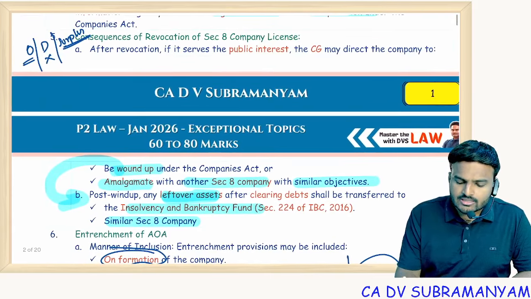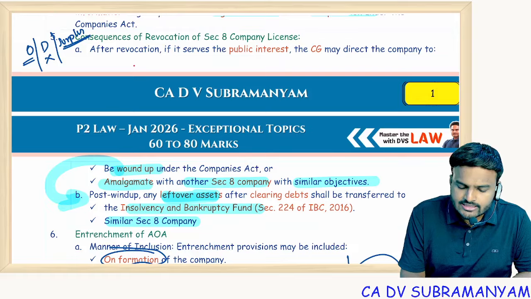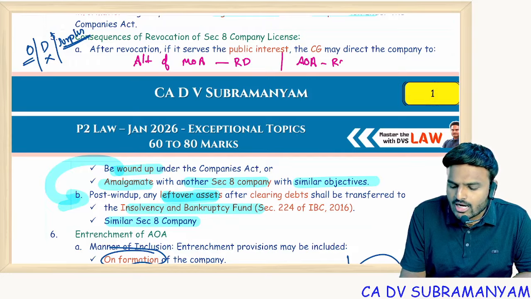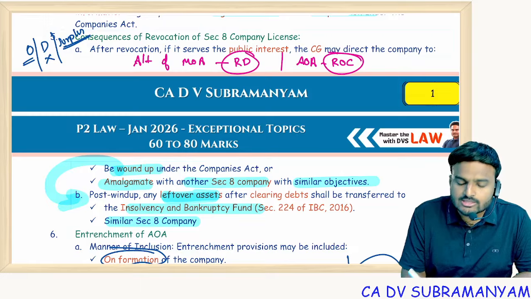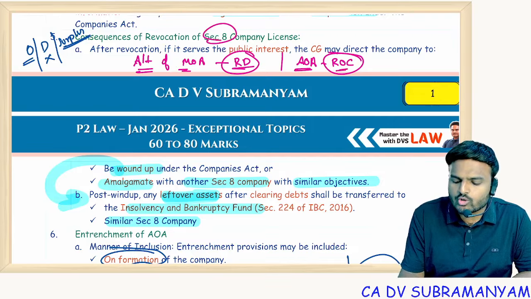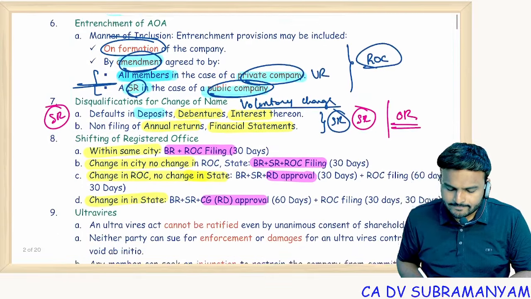And you know what? Section 8 company, remember this point. Section 8 company, for alteration of MOA, RD approval is required. Whereas for alteration of AOA, ROC approval is enough. Remember this point, MCQ point of view, important. Alteration of MOA, RD approval. Which company? Section 8 company. Alteration of AOA, ROC approval is enough.